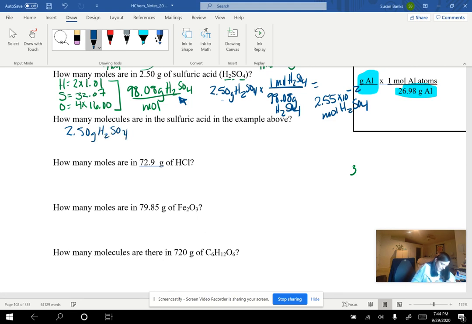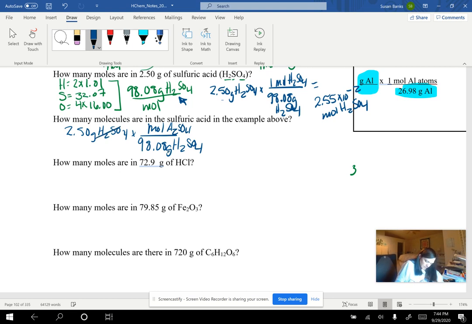So I'm going to start with my grams of sulfuric acid. I don't want grams. I want them to cancel. So I'm going to put grams on the bottom of the molar mass. And that will allow me to get into moles of sulfuric acid. So my grams cancel. I now have moles, but I don't want moles. I want molecules. So in order to get from moles to molecules, I use Avogadro's number.